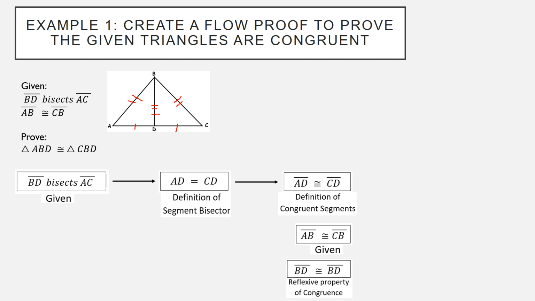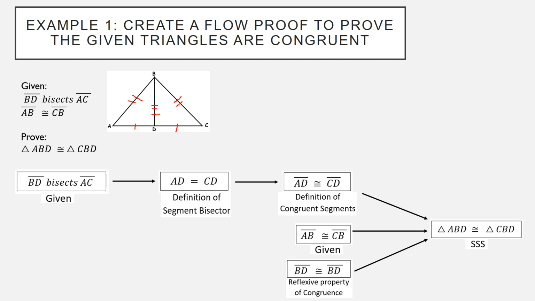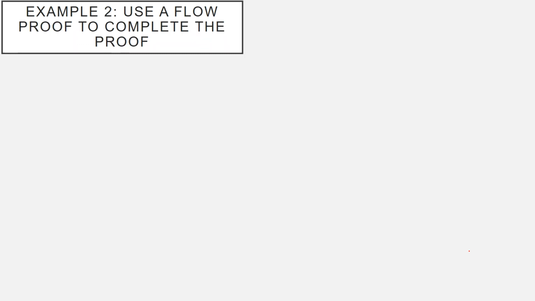And so based on all that, I can use side, side, side to show that the triangles are congruent. And all of these point right to that statement. We've got three sides, side, side, side, right there. So that's how you do a flow proof. Let's take a look at our next example.